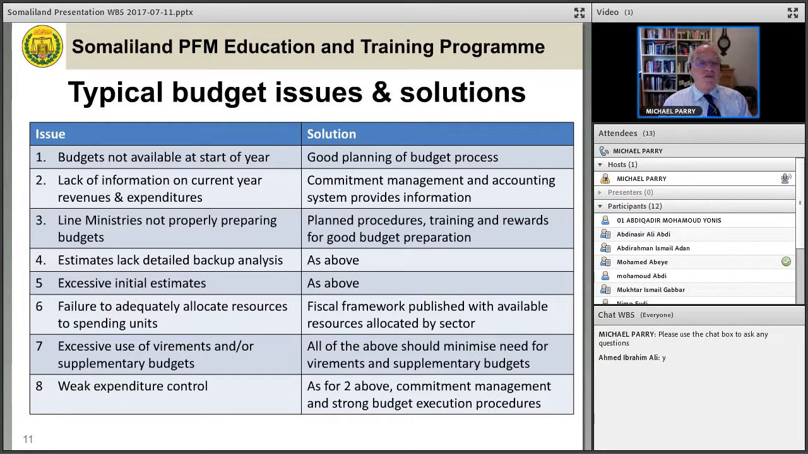A third issue is that the line ministries don't properly prepare their budgets. That's very common, and a common complaint by ministries of finance and planning ministries is the inadequacy of the process in the line ministries. It's often an excuse for centralising things in a Ministry of Finance. But that's not the correct solution. The correct solution is to have well-documented procedures to be observed by the line ministries. Training. You need to train not just people in the Ministry of Finance, but people in all of your ministries on how to prepare the budgets. And rewards for good budget preparation, I don't mean rewards in terms of prizes. What I mean is that the ministries that have good, well-documented, detailed budgets should see that they do better in terms of getting resources allocated than those ministries which are disorganised.